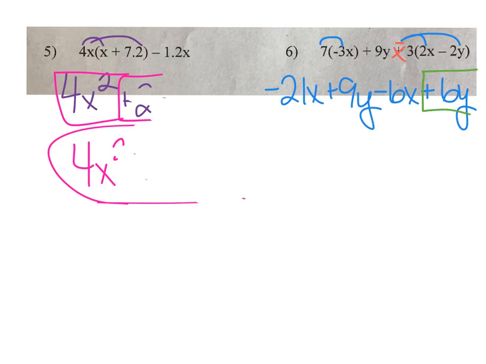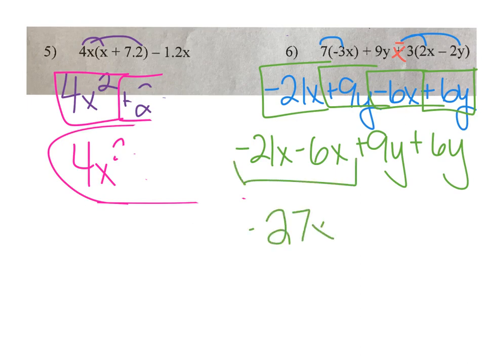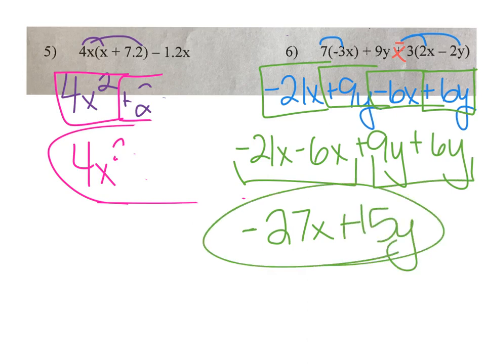Now we just train it up. So our x's, we have -21x minus 6x plus 9y plus 6y. Those are both negative, so -27x, and these will combine to plus 15y as our final answer.